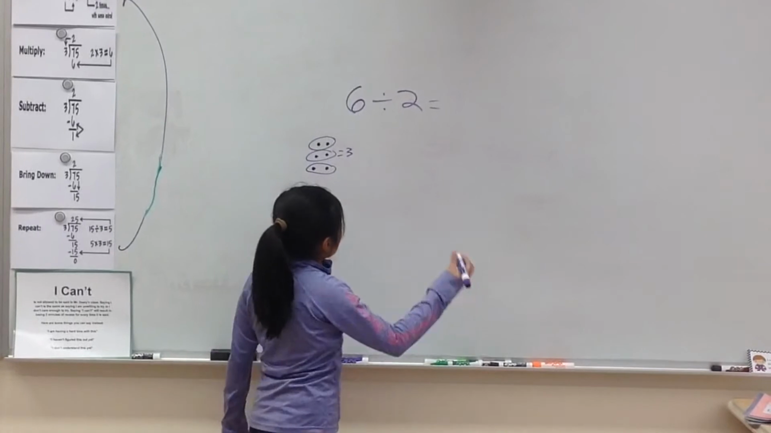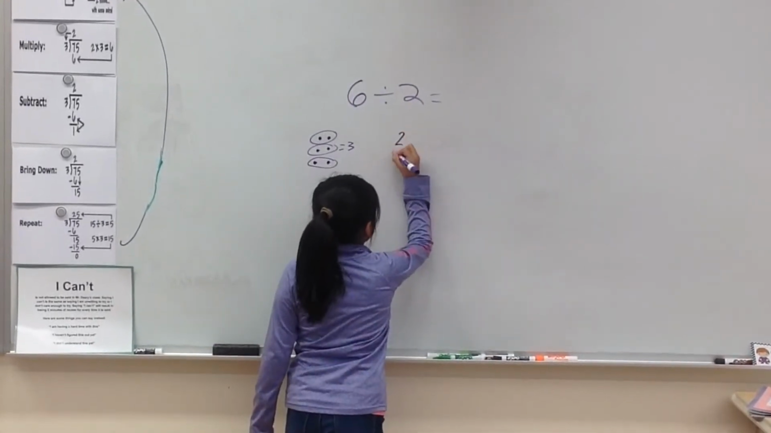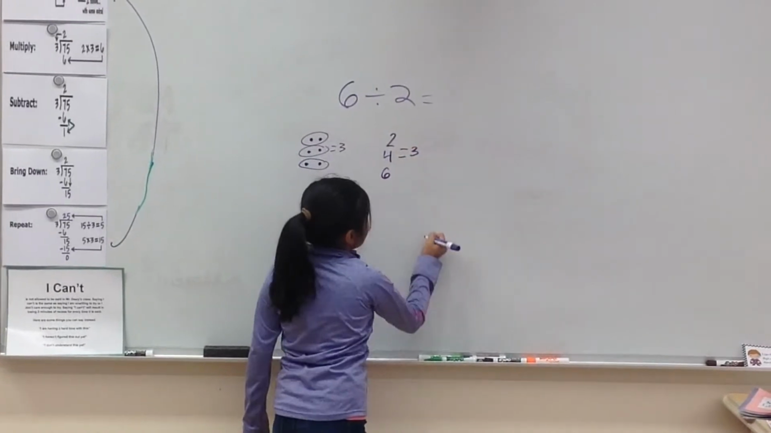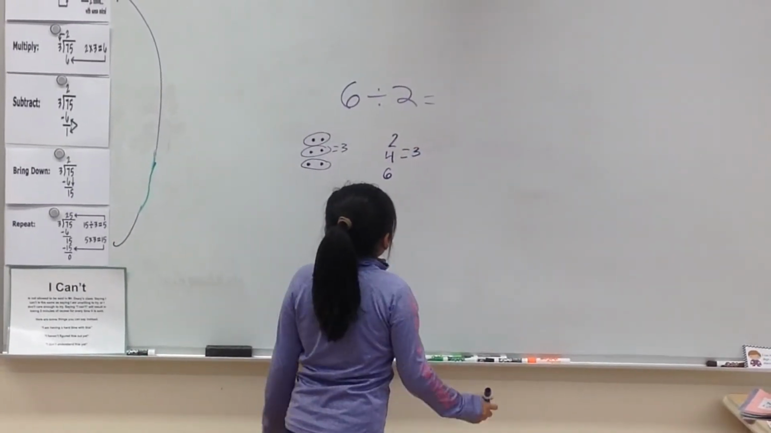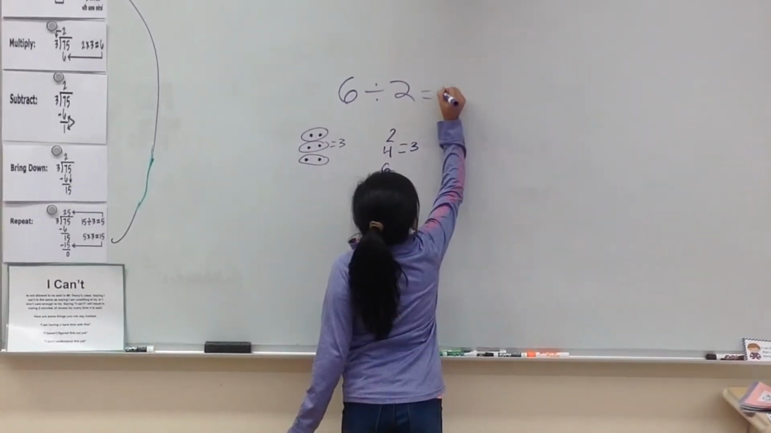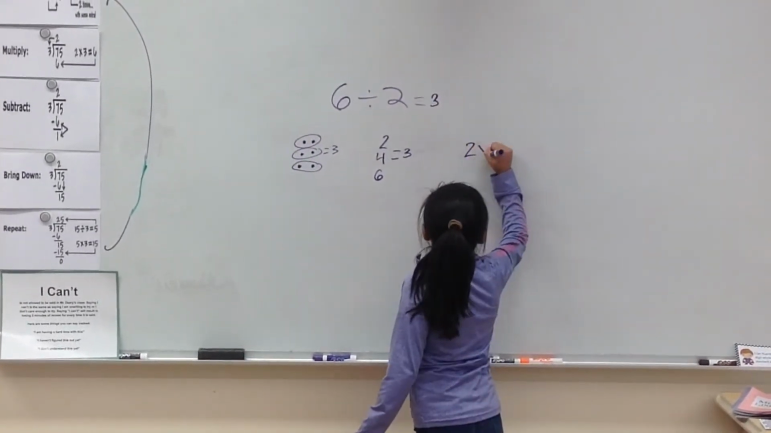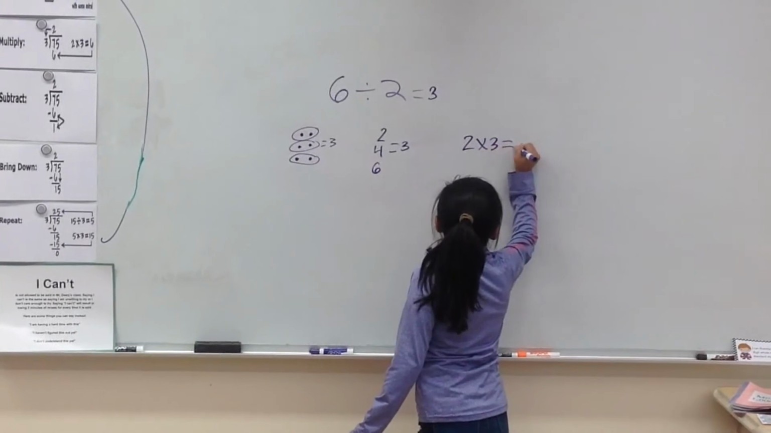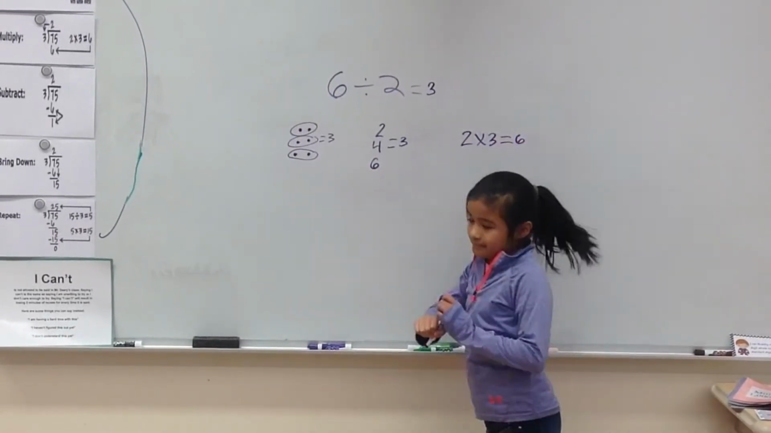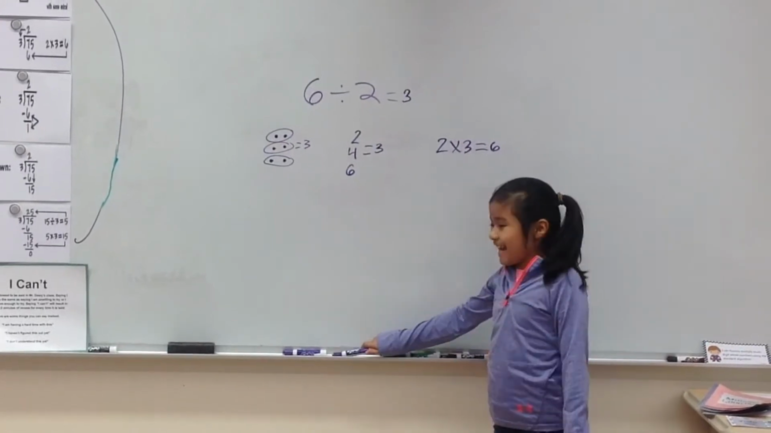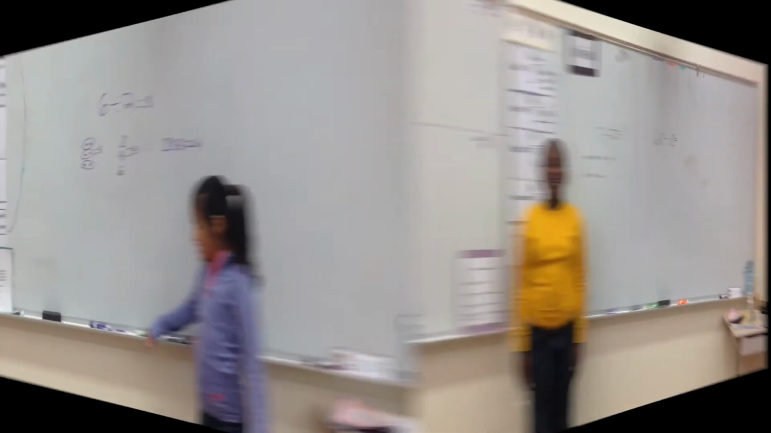You can also count by 2, 3, 4, 6. That also shows me 3. So now we know the answer can be 3. And to check that, we can do 2 times 3 equals 6. That's so cool. It's like division's the opposite of multiplication. Yeah. Awesome. Thanks, Maddie.